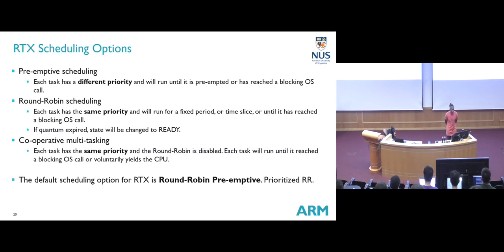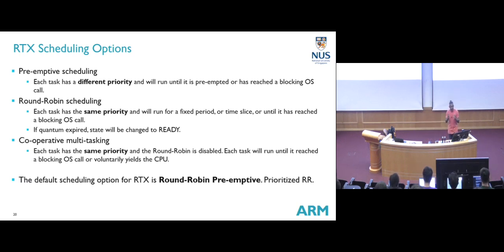So preemptive scheduling is, like we saw, every task has a different priority and it will run until it's preempted by the OS. In round robin, we are using the idea where tasks of the same priority all will run for a fixed period or time slicing, which allows them to share the CPU equally. In cooperative multitasking, every task has the same priority and each task will run until it reaches its end of its round robin time schedule.